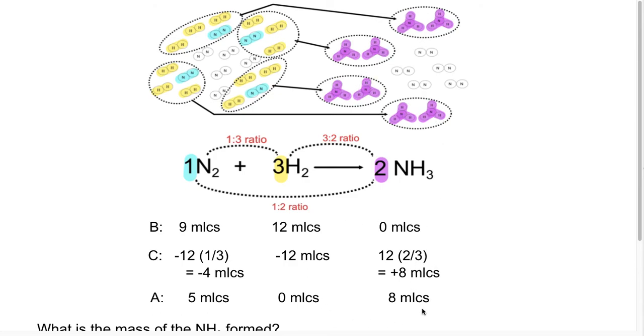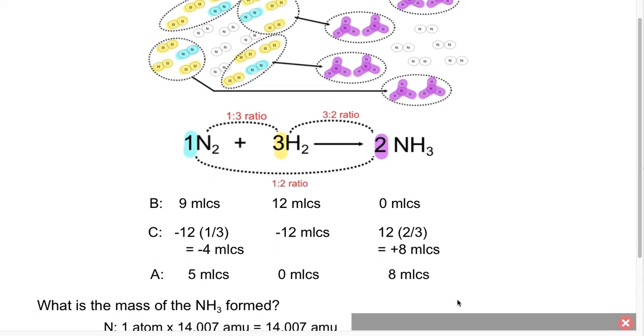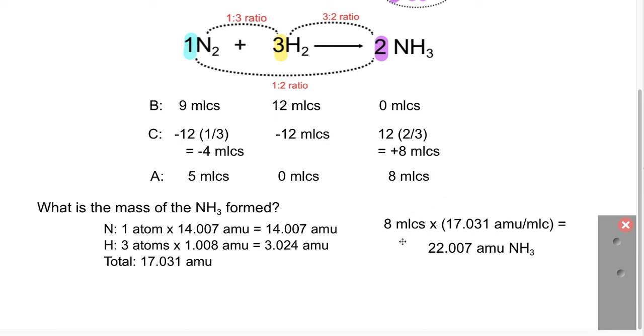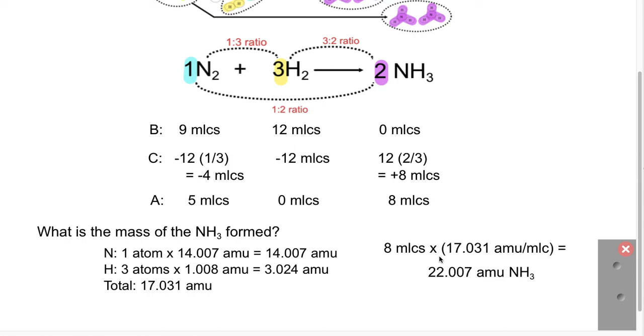And again, we're using our BCA table, so we don't actually have to draw all those out. Now, in this case, we formed 8. So my calculation would be, I have my 8 molecules, and I'm going to multiply it by 17.031 AMUs. That's how many AMUs is one molecule, so I put a slash molecule here. So 8 molecules times 17.031 AMUs per molecule, I end up getting 22.007 AMUs of NH3.